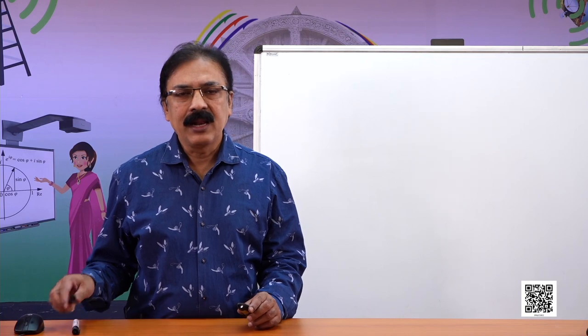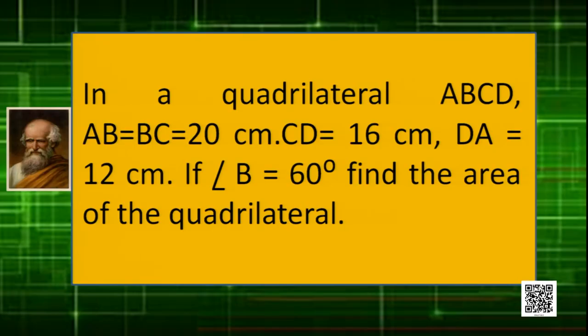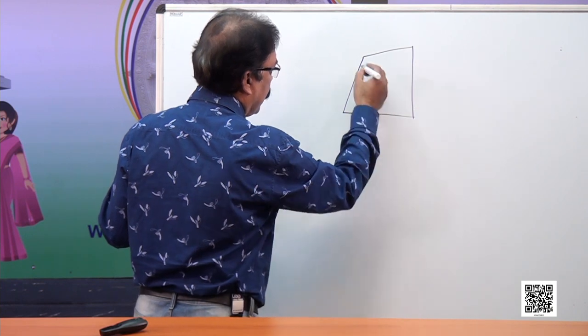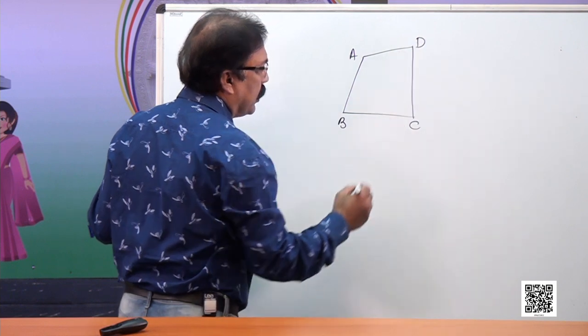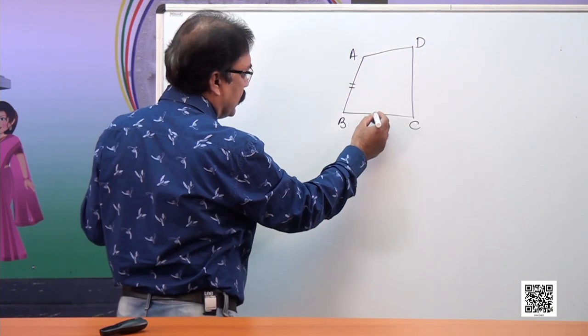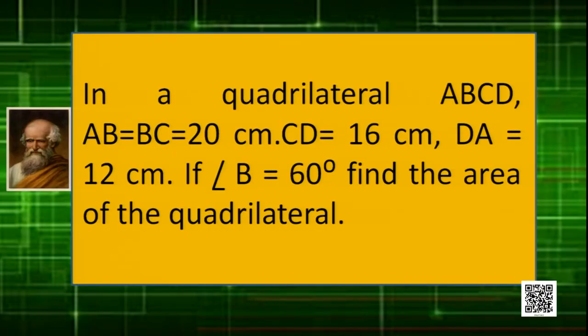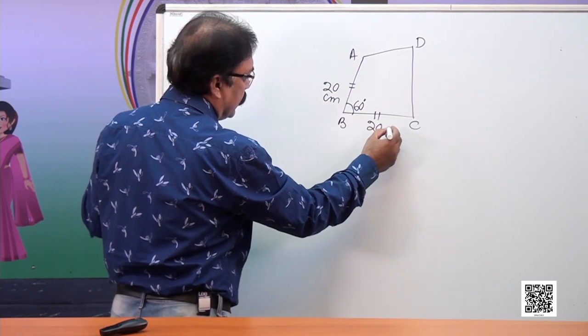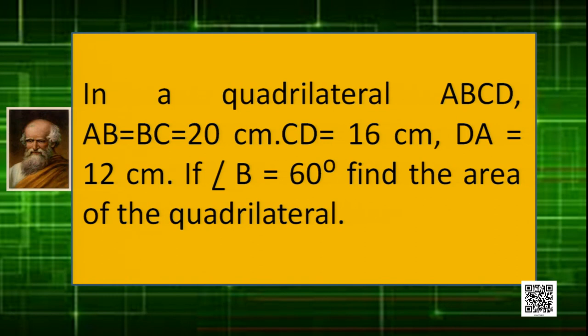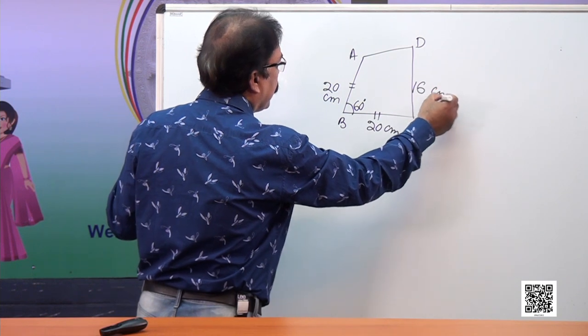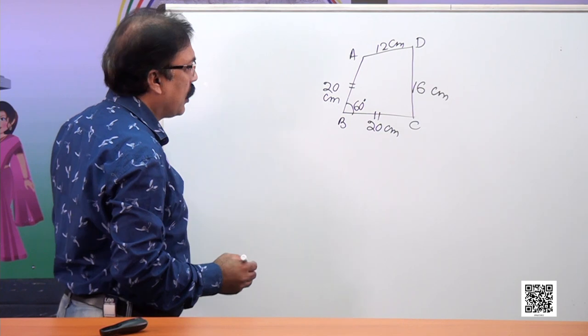Here, in a quadrilateral ABCD, AB is equal to BC equal to 20 centimeter, CD is equal to 16 centimeter, DA equal to 12 centimeter. If angle B is equal to 60 degree, find the area of the quadrilateral. Let's see. ABCD is the quadrilateral where AB is equal to BC, angle B is 60 degree. AB and BC both are 20 centimeter, CD is 16 centimeter and AD is 12 centimeter. Then where is the diagonal?